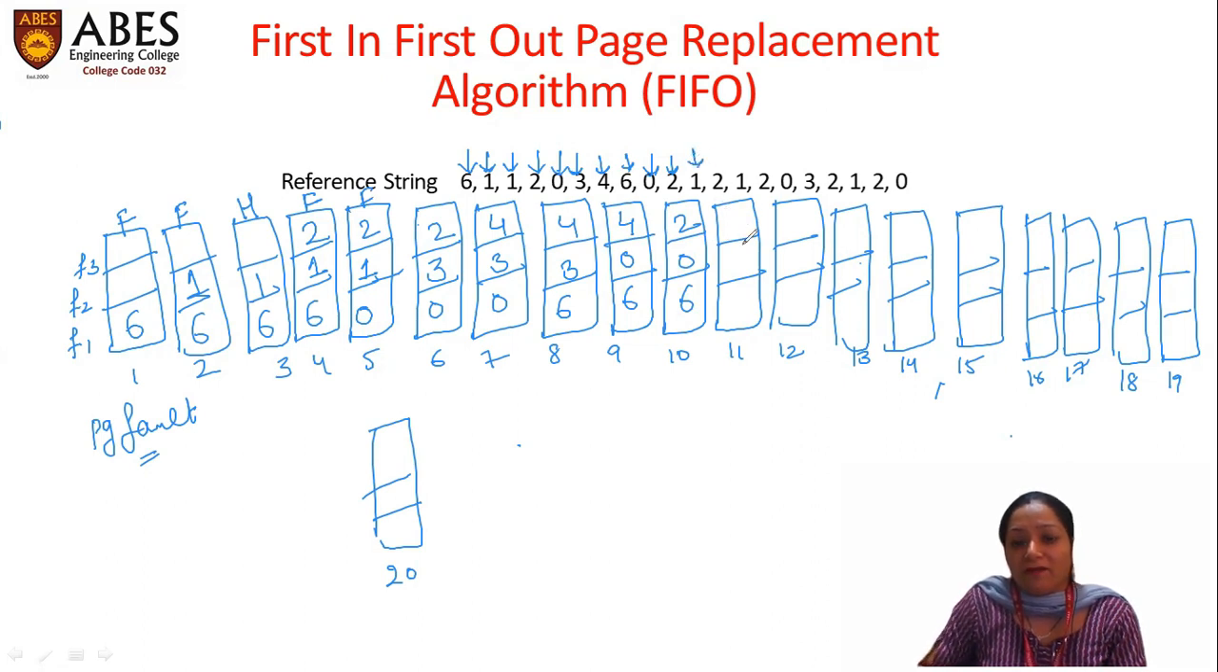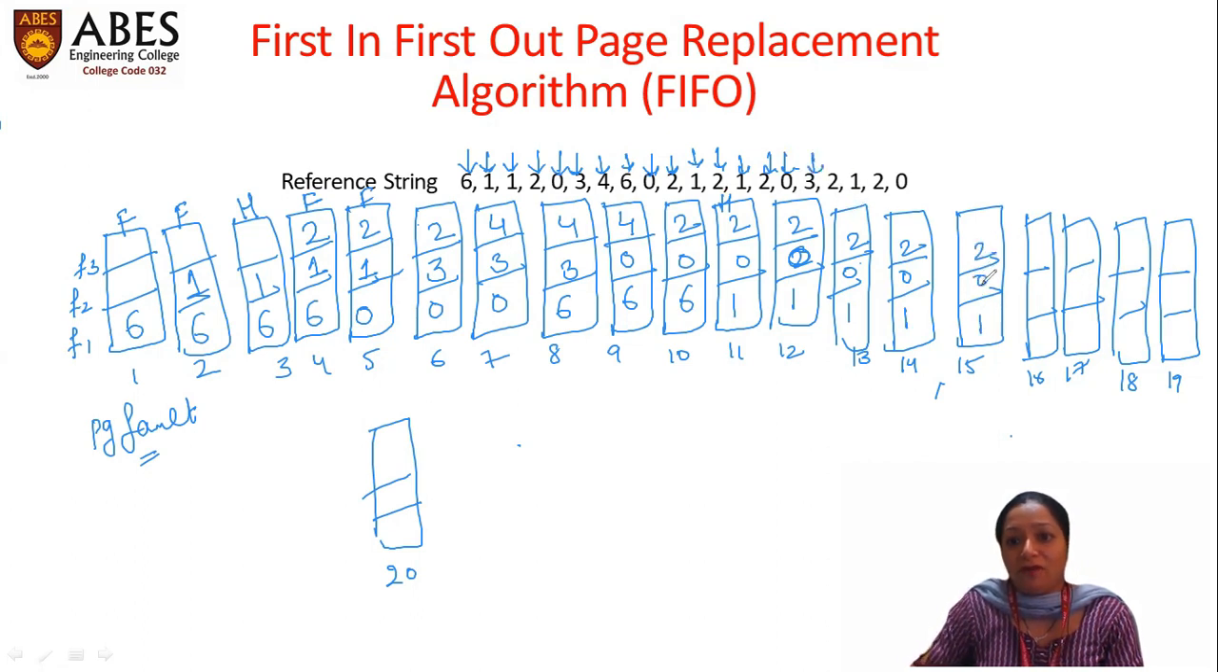Then for 1, we will replace it with 6. For 2, then we will replace 0. Sorry, 2 is already present, so there will be a hit. Now, for 1, 1 is already there, there will be a hit. There is a hit. Again, for 2, there is a hit. For 0, again, there is a hit.